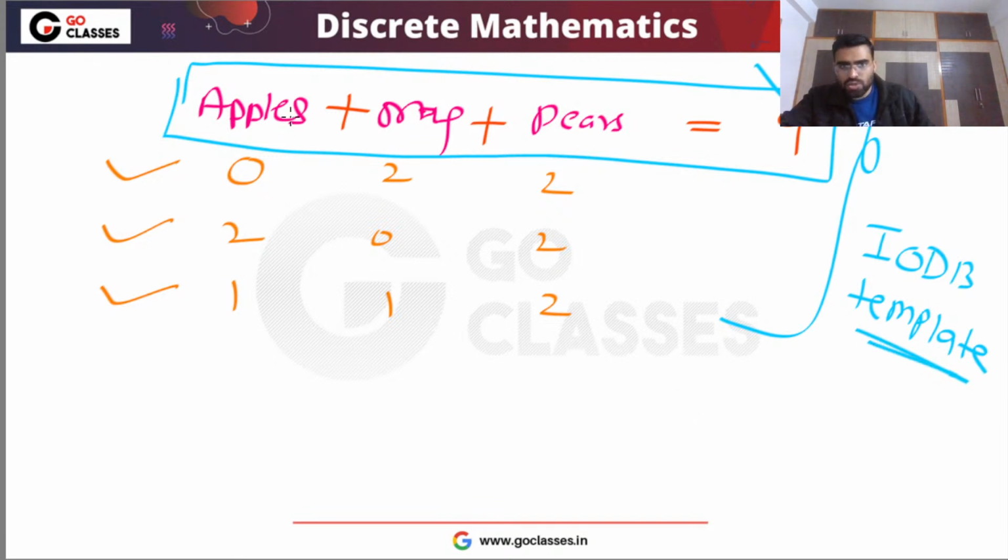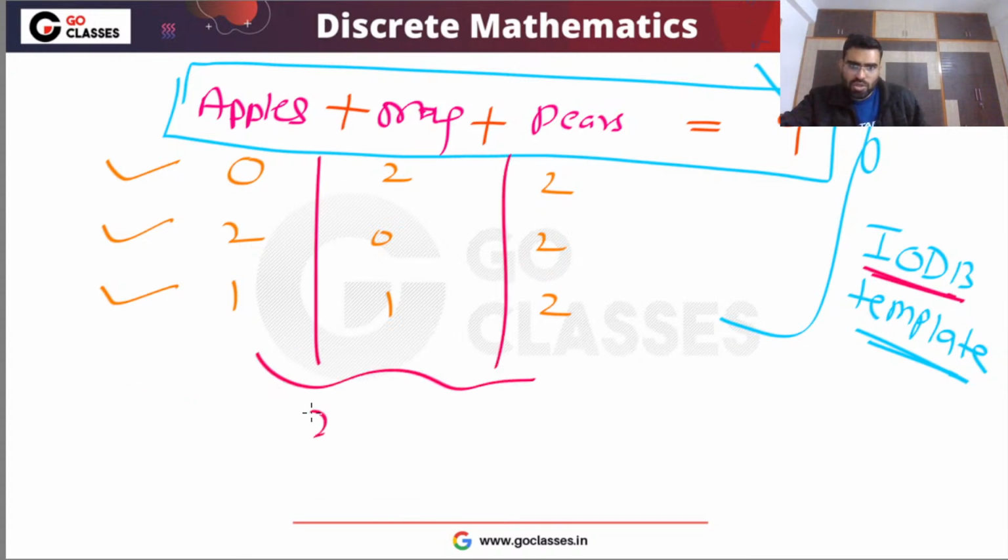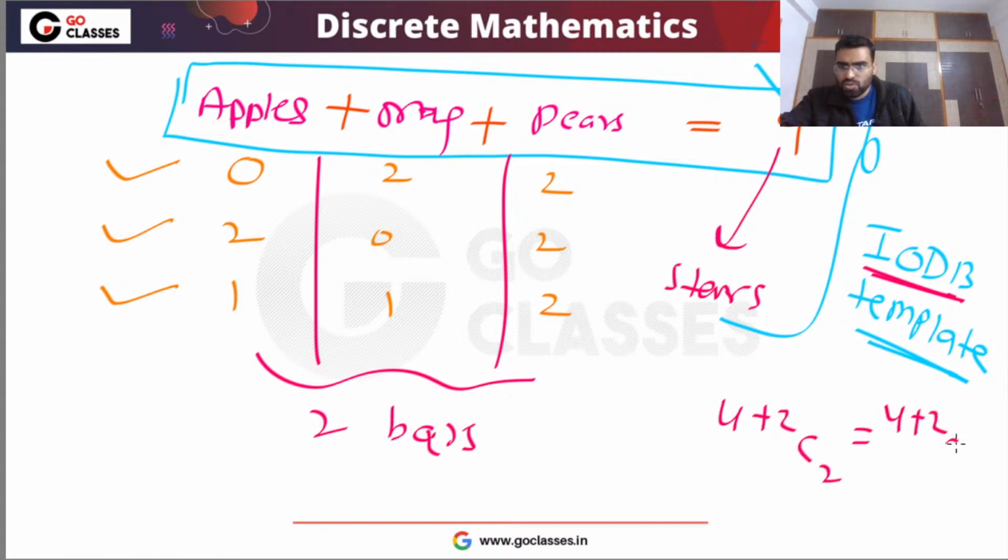Remember, it does not matter what the apples are. All the apples must be identical. Only this number matters. It does not matter which two apples you are taking, or which two pears you are taking. So this is your IODB template. How many bars do you have? Sorry, 2 bars, and total 4 stars. So the answer will be 4 plus 2 C 2, or 4 plus 2 C 4. So the answer will be 6C2 or 6C4.